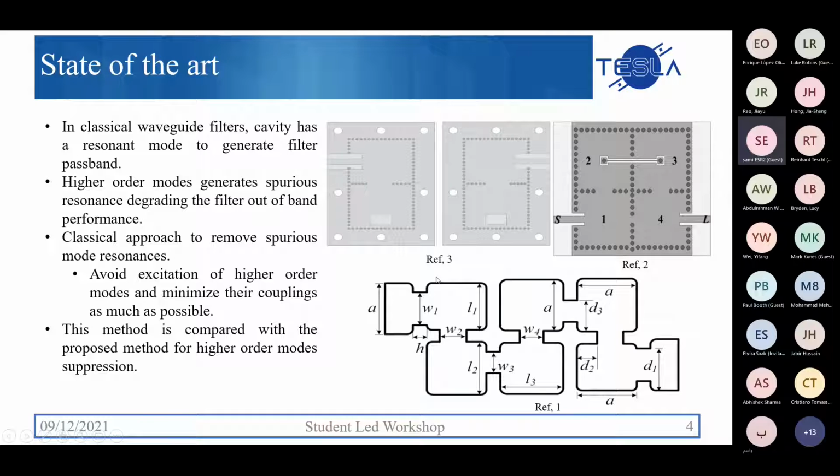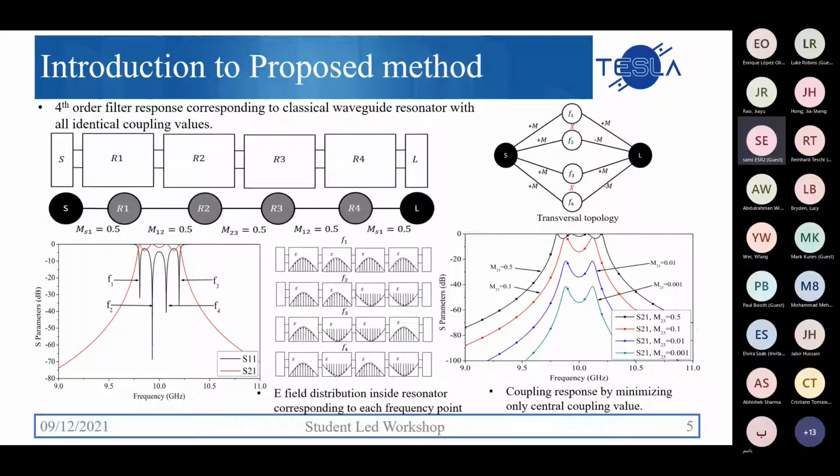These configurations based on SIW technology and rectangular waveguide technology use the principle of the classical approach, which avoids the higher order mode excitation or minimizes their couplings as much as possible. This method is compared with the proposed method for higher order mode suppression and improving the out-of-band performance in filters. The proposed method is explained here with the help of a classical waveguide resonator.